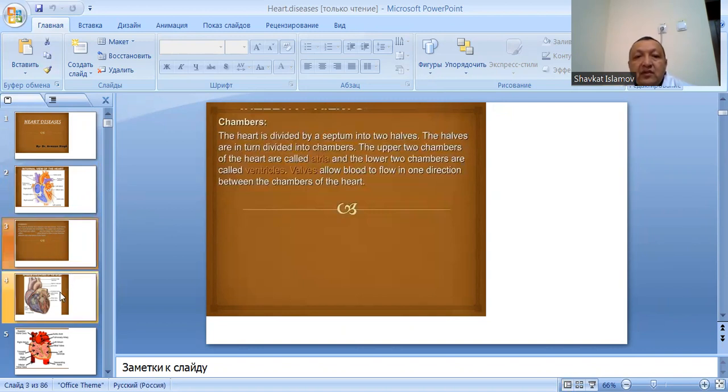Chambers. The heart is divided by a septum into two halves. The halves are in turn divided into chambers. The upper two chambers of the heart are called atria, and the lower two chambers are called ventricles. Valves allow blood to flow in one direction between the chambers of the heart.